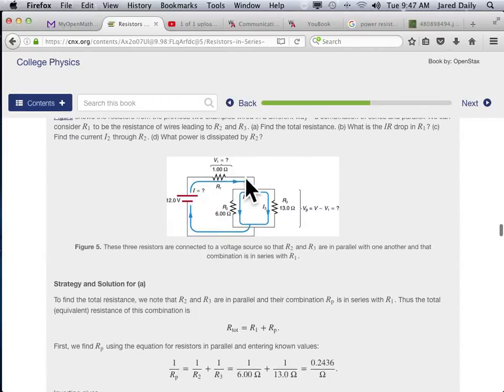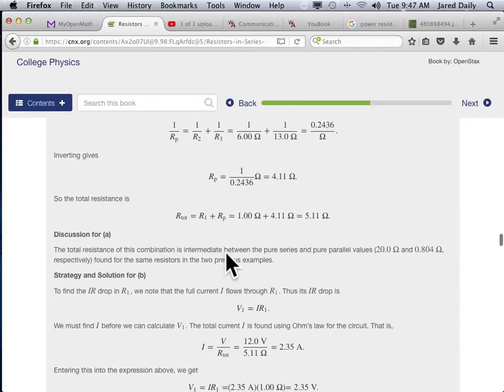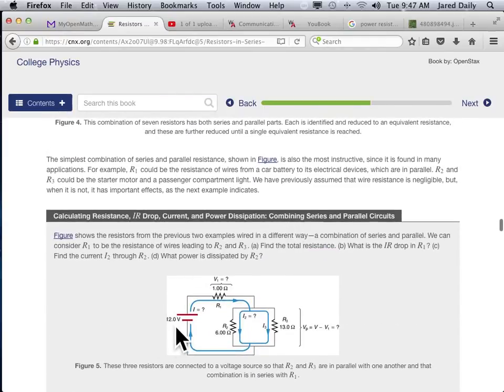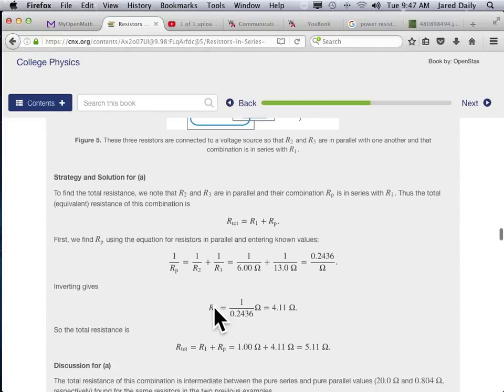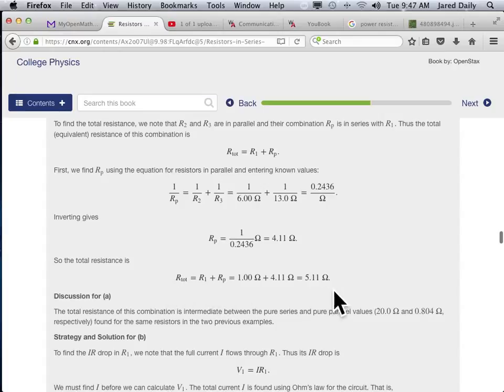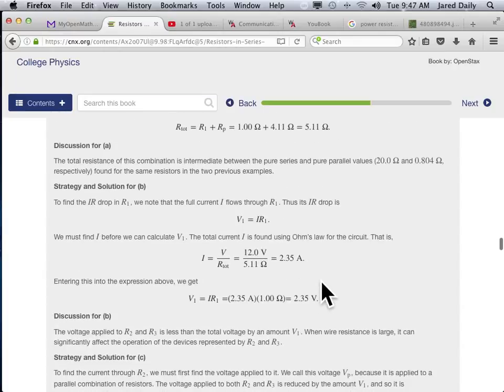Then those two are going to be in series. So you add them together in series, R1 plus that RP, or R equivalent for parallel. You get 1 plus the 4.11, you get 5.11 ohms total resistance. And then you draw a new circuit, which is just the battery and the total resistance of the circuit back to the battery. And then that total resistance is going to be 5.11 ohms, and we use Ohm's law to calculate the current. So the total current going through the circuit is 2.35 amps.